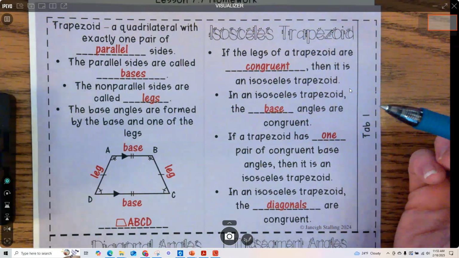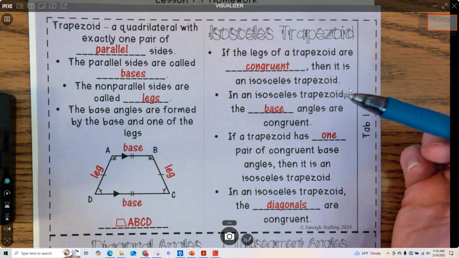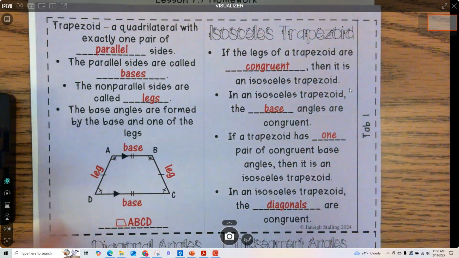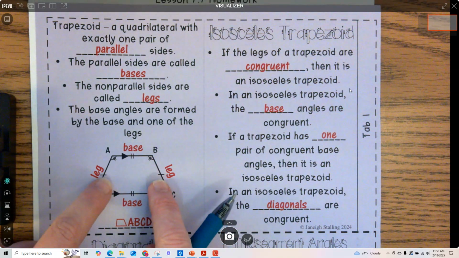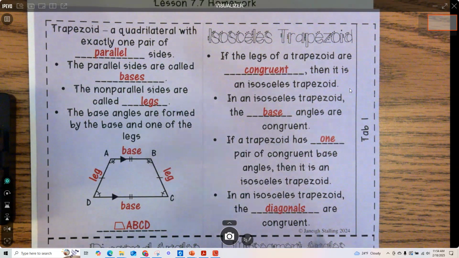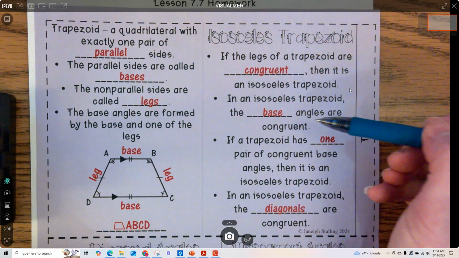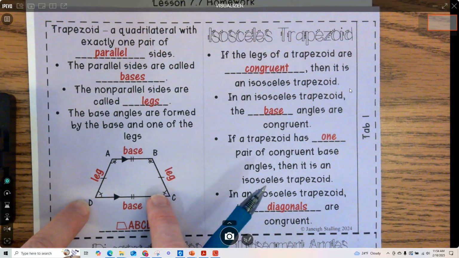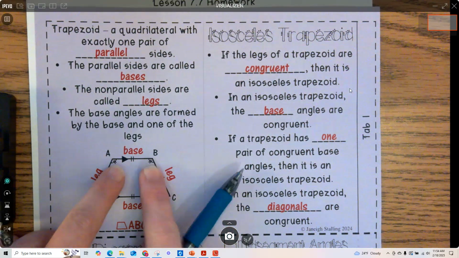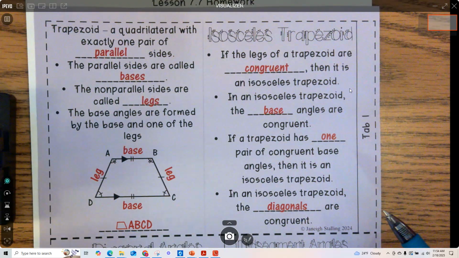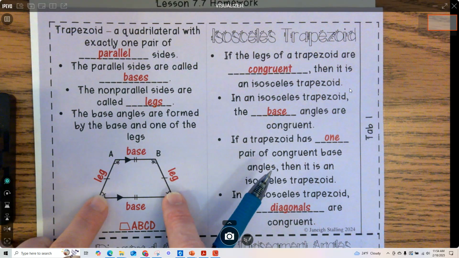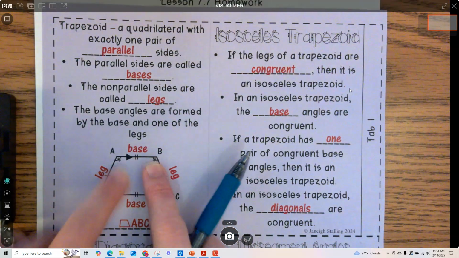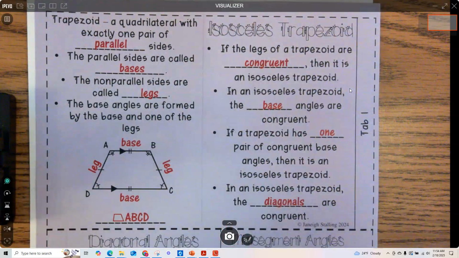All right, then we got a special trapezoid, and it's isosceles. So if the legs of a trapezoid are congruent, so like on this one, see those little congruency marks, and it says both these sides measure the same, we've got an isosceles trapezoid, okay? So in an isosceles trapezoid, the base angles are congruent. So that means these angles down here, these two would be congruent to each other, and then these two would be congruent to each other. If a trapezoid has one pair of congruent base angles, then it's isosceles. Meaning if these two angles are the same, it automatically means these two are going to be the same, and that these two sides are going to be congruent.